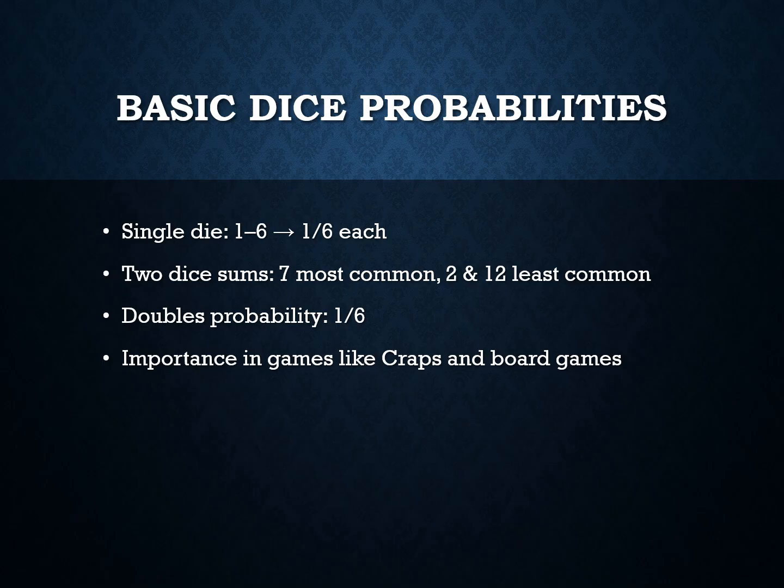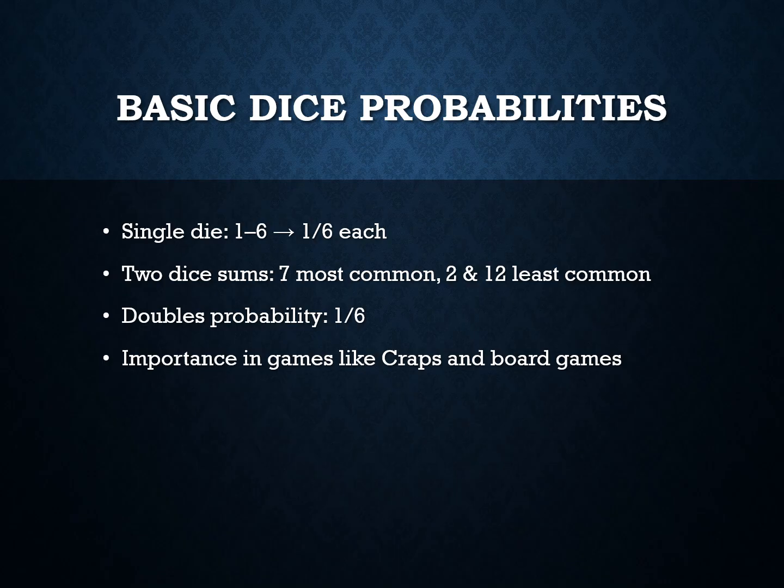When rolling two dice, some sums are obviously more likely. For example, rolling a sum of 7 has 6 combinations. On the other hand, 2 or 12 has only one each. Rolling doubles, where both dice show the same number, has a probability of only 1 in 6. These probabilities help players make decisions in games of chance, by knowing which sums are more likely in board games or when betting on certain rolls in craps.